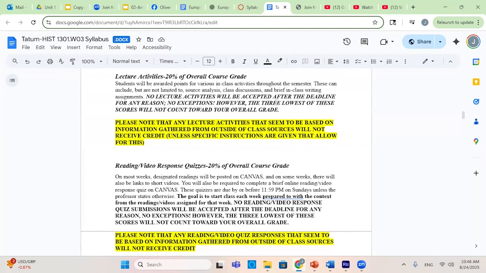Now, that being said, I understand we do have circumstances sometimes that come up that are beyond our control. And sometimes, hell, we just need to take a little break and miss one or two throughout the semester. I understand. Please note that your 3 lowest of these scores will not count toward your final grade, all right? You'll still see them in the grade book, but they won't weigh into your final grade.